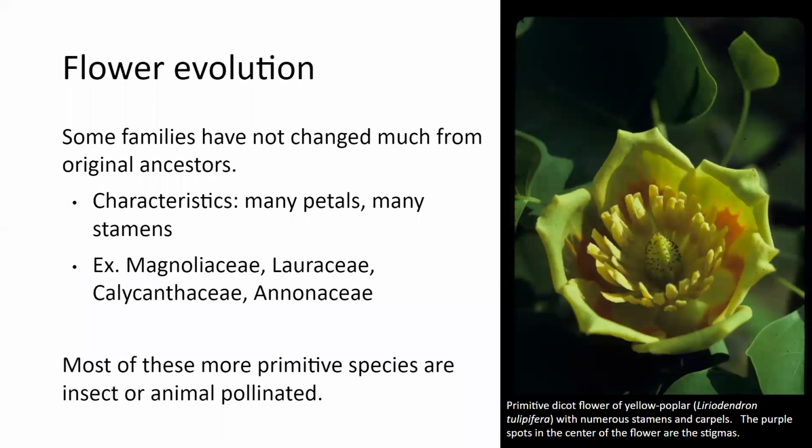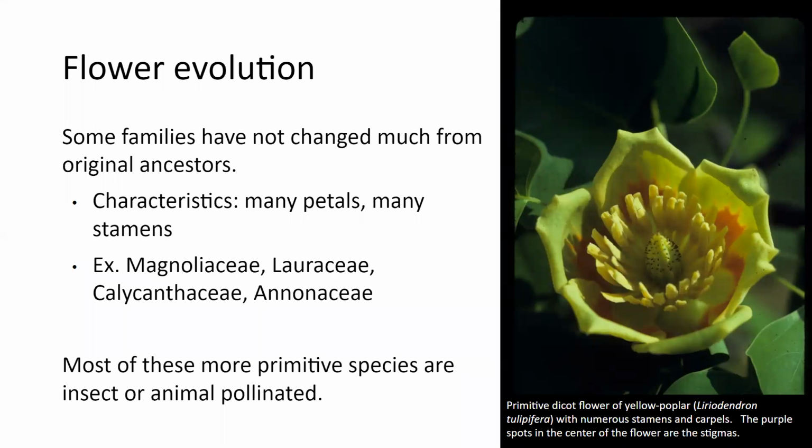These are more primitive floral families, and so some of the characteristics that they share, you can see they have many petals. If you're looking at this tulip tree flower on the right, which I hope you recognized, and also many stamens. So in fact, an indeterminate number of each of those. So there's not a set number of petals or stamens in these more primitive floral families. And just another note about these and their pollinators, most of the primitive species are insect or animal pollinated.